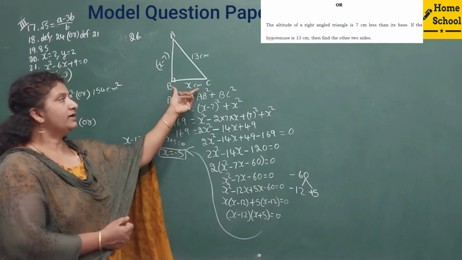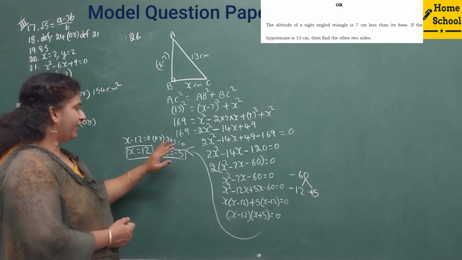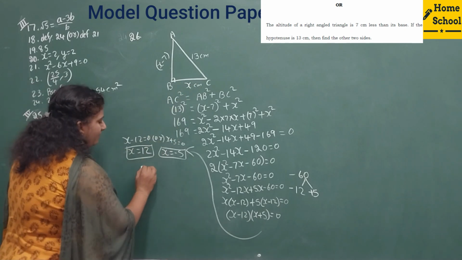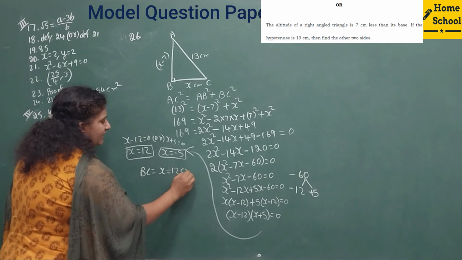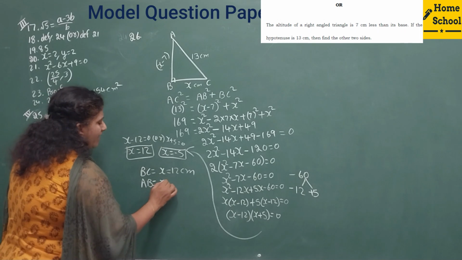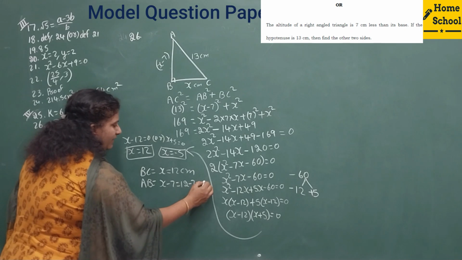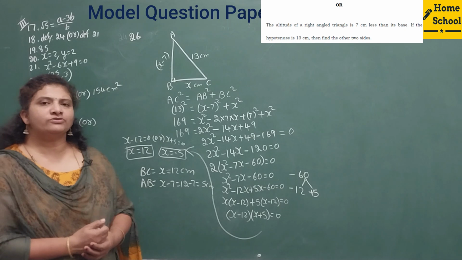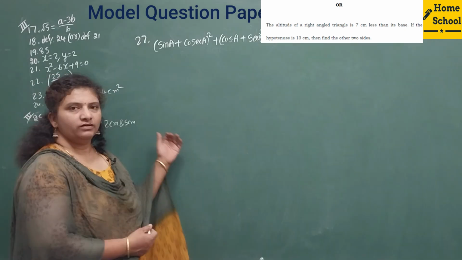But the length of the side of a right triangle cannot be negative. Therefore, only take x is equal to 12. x is equal to 12 means BC is equal to x, which is 12 centimeters. What about the other side? AB is equal to x minus 7, that is 12 minus 7, which will be 5 centimeters. Therefore, the other two sides of the right triangle are 12 centimeters and 5 centimeters.